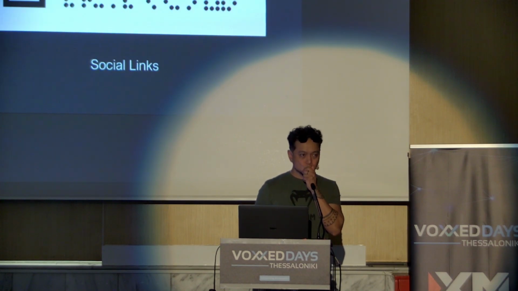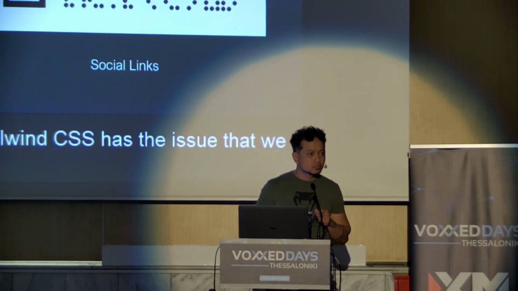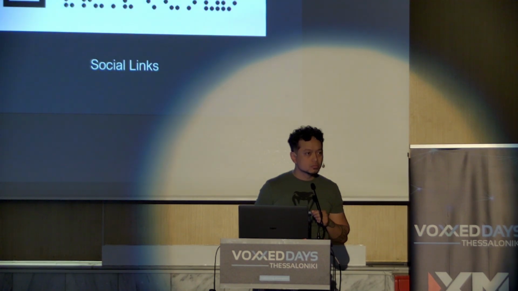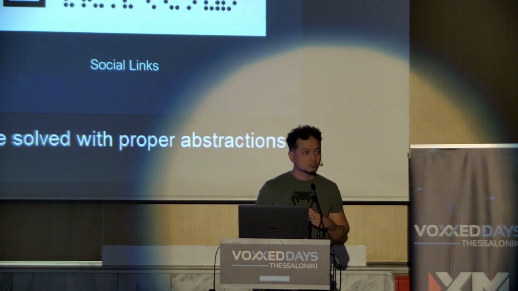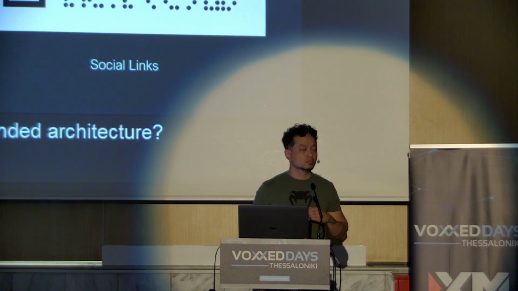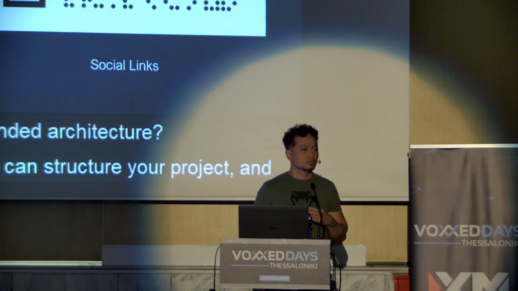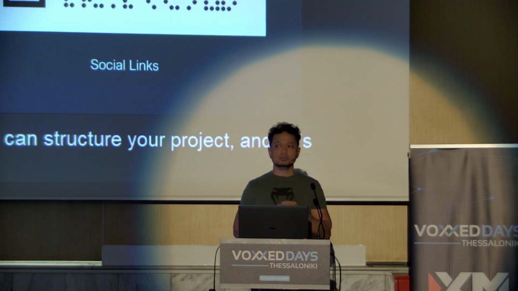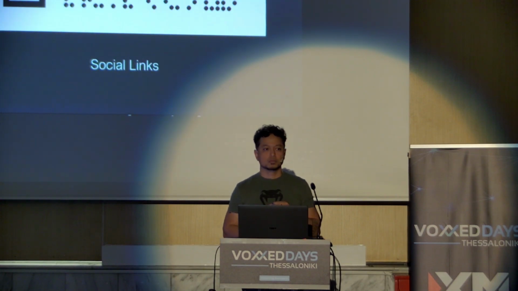Thank you. Tailwind CSS has the issue that we saw, that you have to write a lot of stuff into a single component, but this can be solved with proper abstractions and other classes. Is there a recommended architecture or a proper abstraction level, not per se a standard way, where you can structure your project and improve the readability a bit and avoid the verbosity or having too many things at all times?